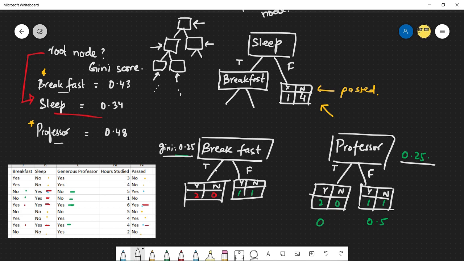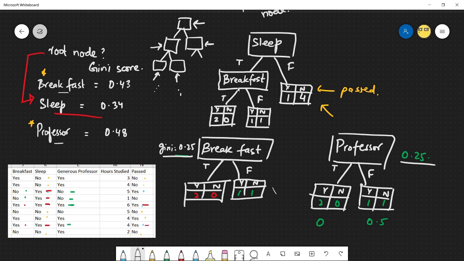And then it is further divided into true, false, and we'll get a yes or no value for past here too. And you'll have 2, 0, and then 1, 1. So I've just basically copied this entire box chunk and put it up here. So what our decision tree now is that at the root, I have sleep. And whenever sleep is true, I will then split on breakfast.